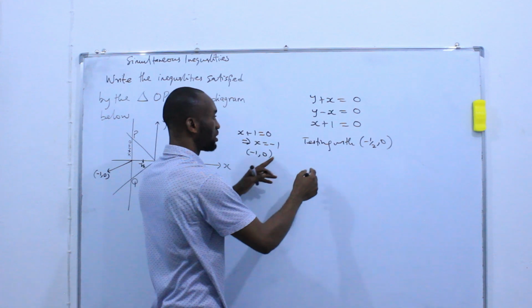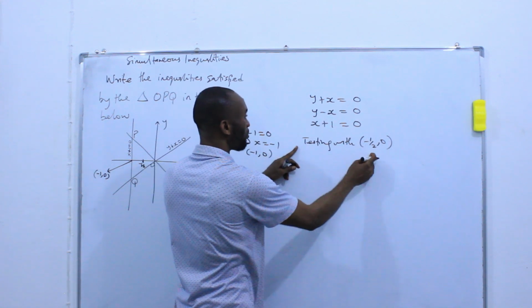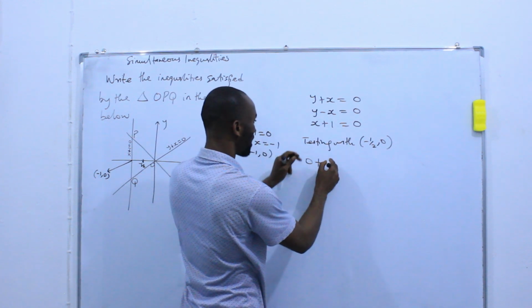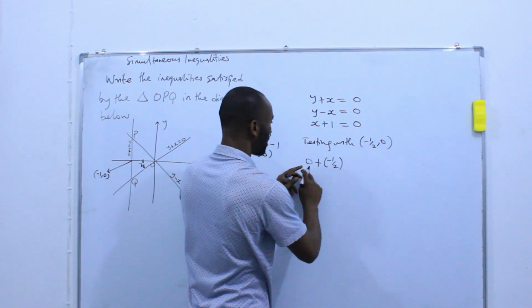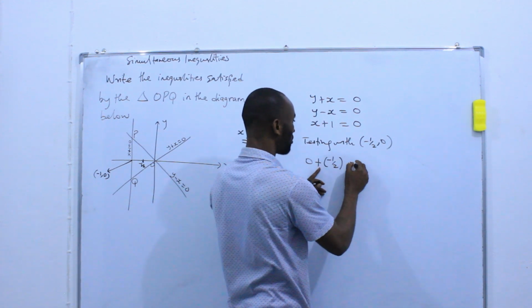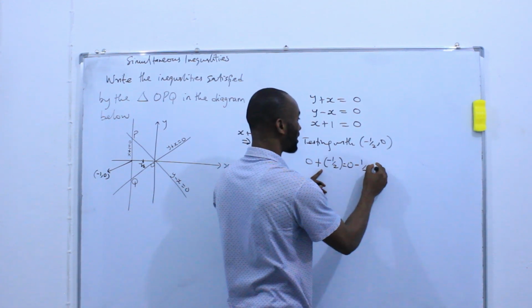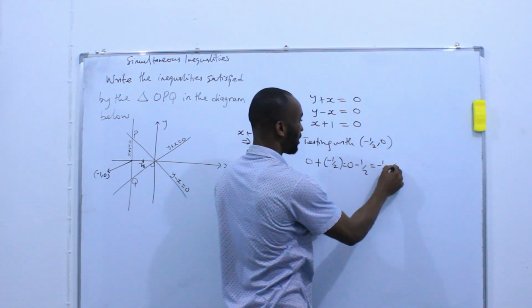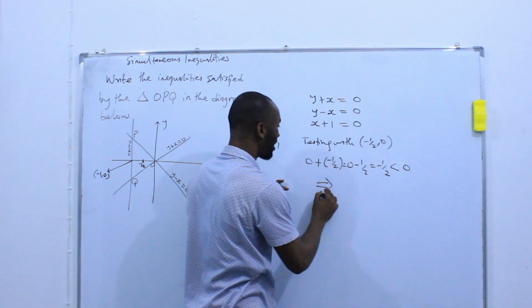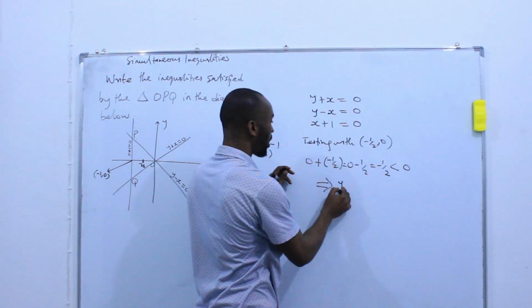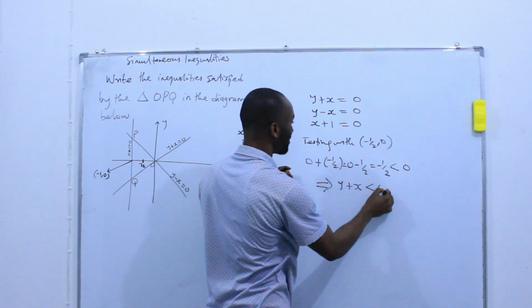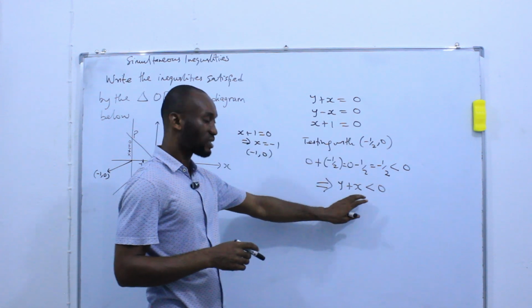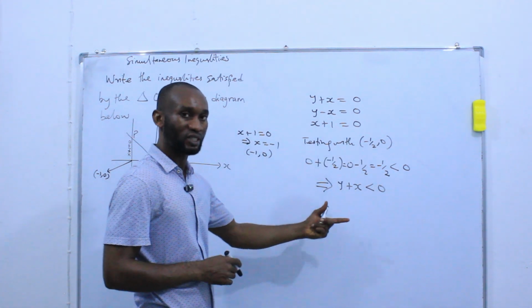The first one, it's when x is minus half, y is 0. You have 0 plus x, which is minus half. Evaluate this, you have 0 minus half, and that is minus half. Now, minus half is less than what? 0. Minus half is less than 0. Therefore, we must have the inequality y plus x is less than 0. This is the inequality we have for this point to be satisfied in the manner which just happened now.